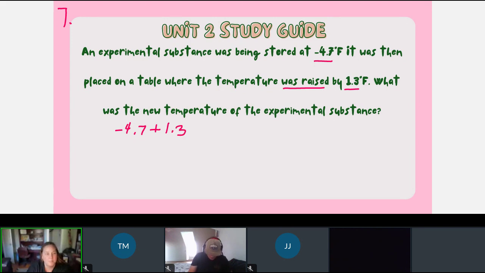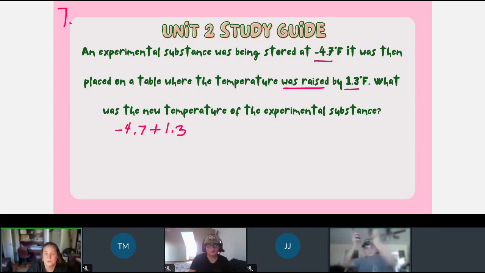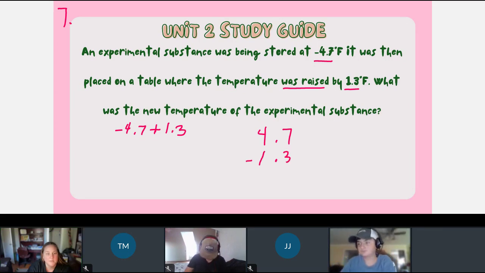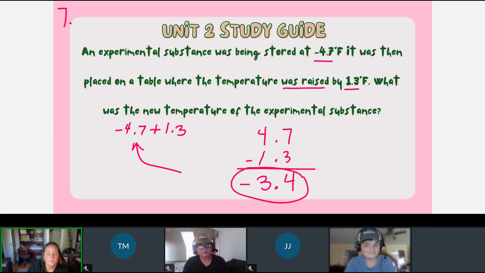Now, if you have a calculator, you can pop that in your calculator. It will be easy. If not, you need to know how to solve it. So we have two numbers with different signs. We have a negative and a positive. So that means we're actually going to subtract. So I'm going to put my larger number on top, which is 4.7. Other number on the bottom, 1.3, and I'm going to subtract. 7 minus 3 is 4. Bring the decimal down. 4 minus 1 is 3. And our larger number is negative. That means our answer is negative. Okay, your final answer would be negative 3.4.